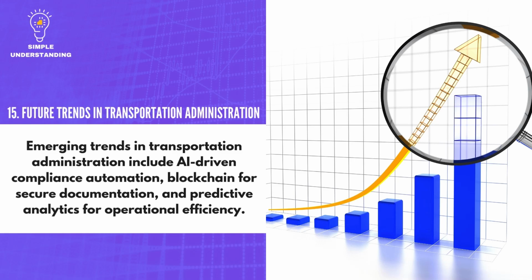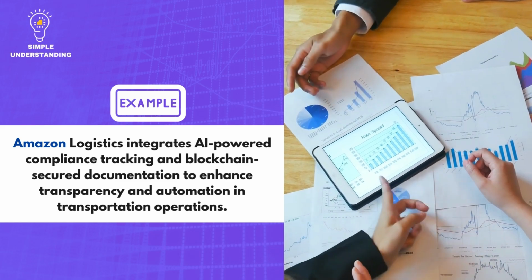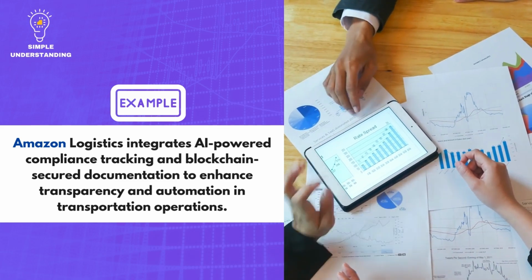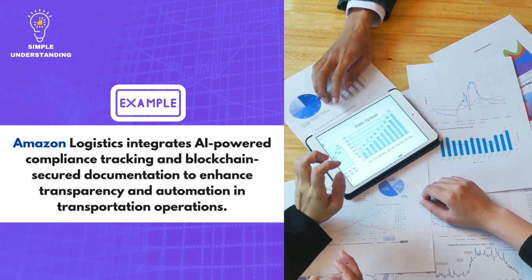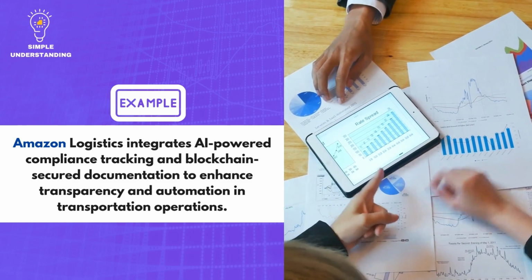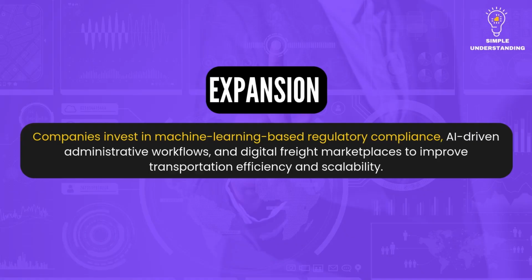Emerging trends in transportation administration include AI-driven compliance automation, blockchain for secure documentation, and predictive analytics for operational efficiency. Real company example: Amazon Logistics integrates AI-powered compliance tracking and blockchain-secure documentation to enhance transparency and automation in transportation operations.